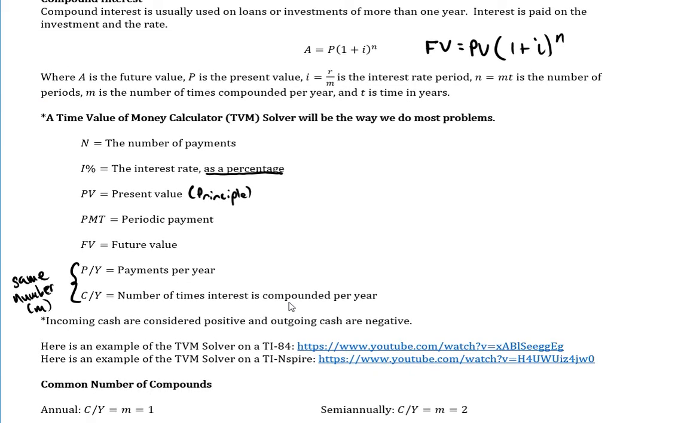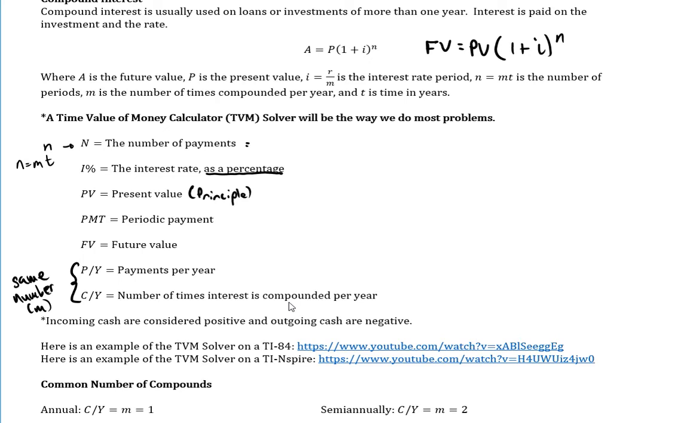And then the number of payments. This is the same as that little n up in that equation. So the number of payments would be the number of times compounded per year, using that formula, it's m times t. Okay, so number of times compounded.